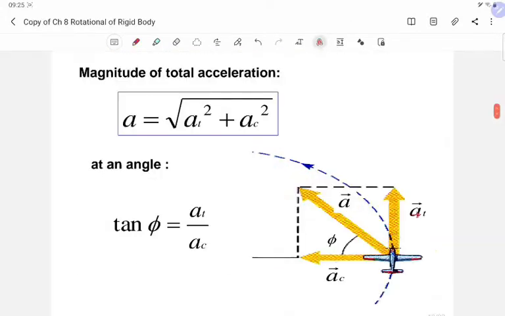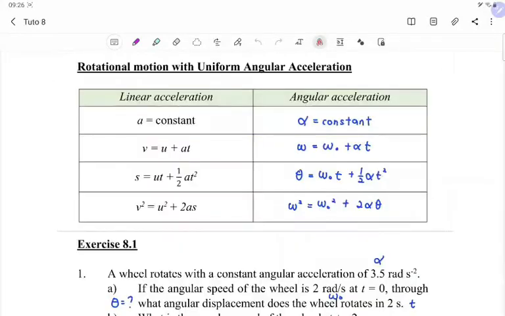If you look at the diagram, the tangential acceleration is the tangent of the circular motion, and a_c is the centripetal acceleration going inwards, towards the center. So the resultant acceleration is the resultant between the two. What you need to do is find the magnitude by doing the square root of a_t squared plus a_c squared. Then let's look at rotational motion with uniform angular acceleration.